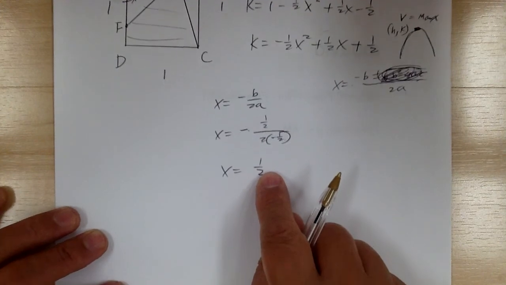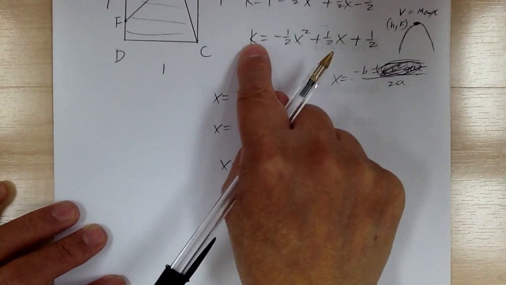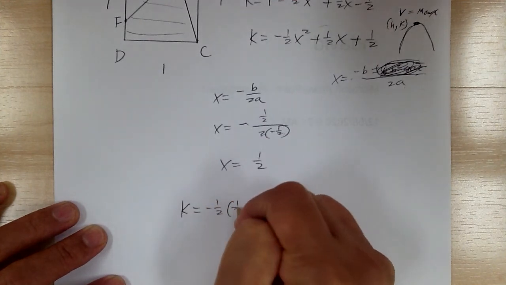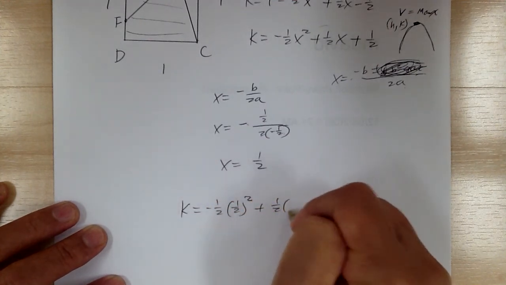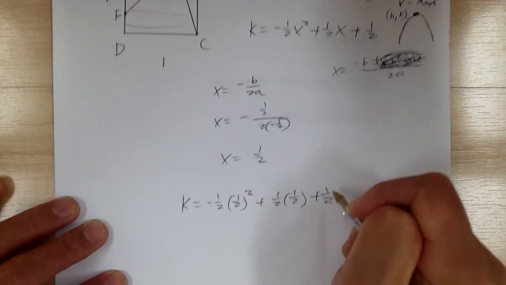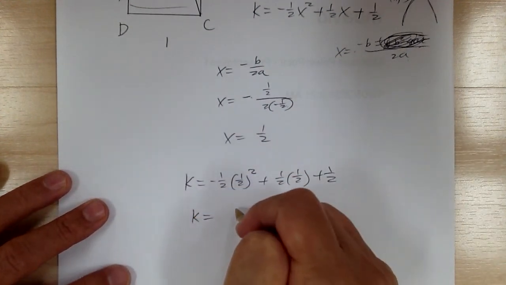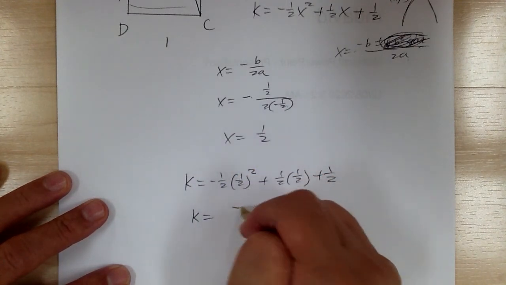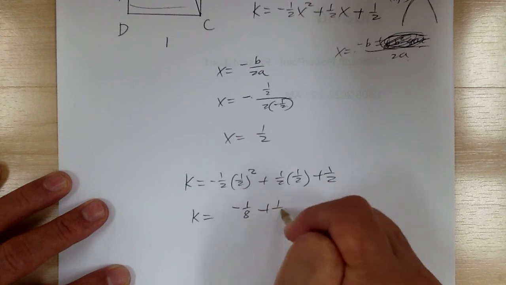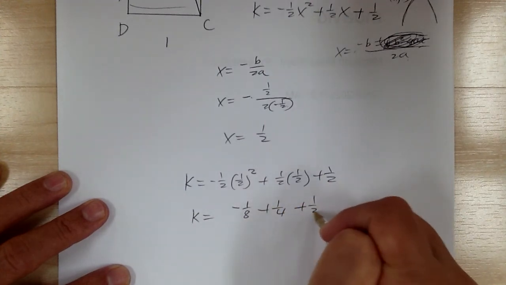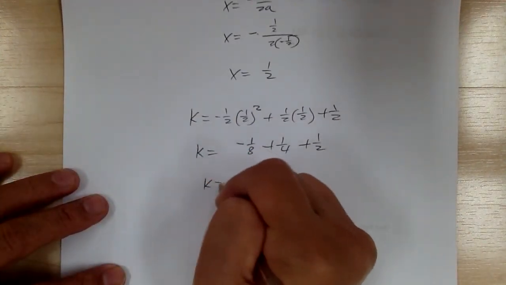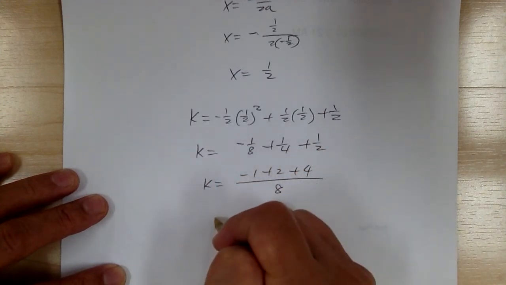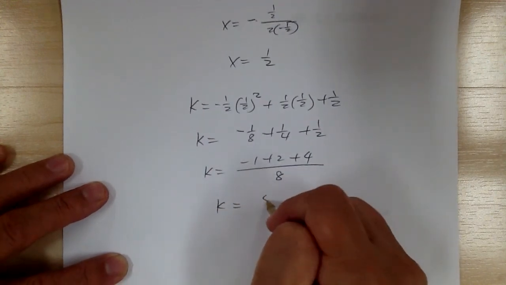Once x equals 1/2, then you can substitute into here to get the area. So K equals negative 1 over 2 times 1/2 squared plus 1/2 times 1/2 plus 1/2. So it'd be negative 1 over 8 plus 1 over 4 plus 1 over 2. If you make it into a common denominator of 8, it'd be negative 1 plus 2 plus 4. So K will equal 5 over 8.